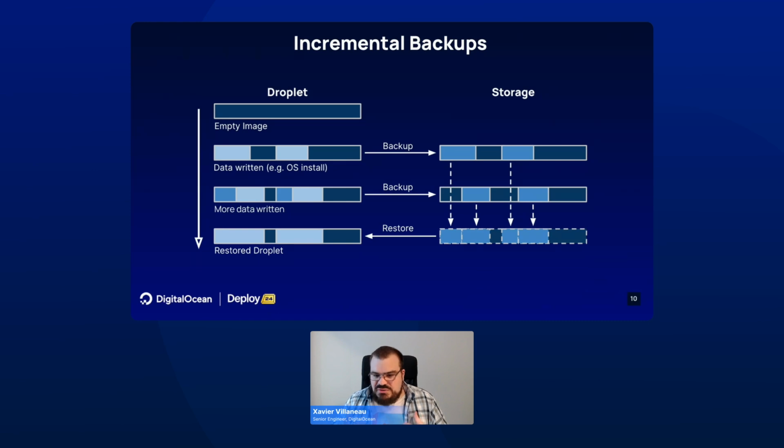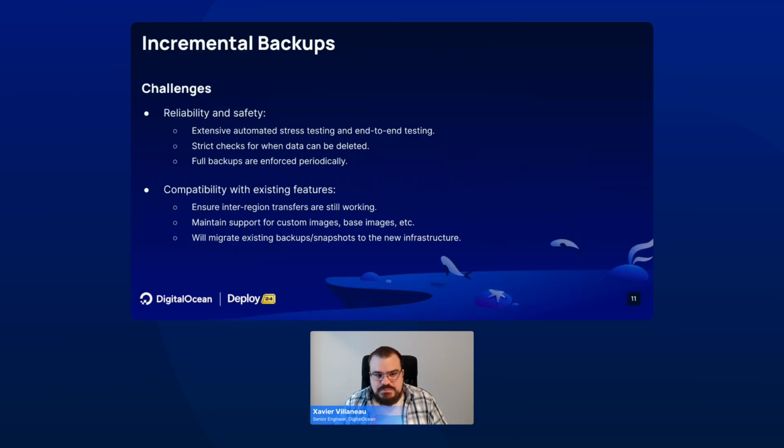Here is an illustration of how this works in particular. In this illustration, the second backup does not have to back up the data that was uploaded as part of the first. It only uploads the data that was changed since the first backup. And when we restore from that second backup, the data is rebuilt using segments from the two previous backups that are combined together to restore the state of the droplet as it was on the second backup.